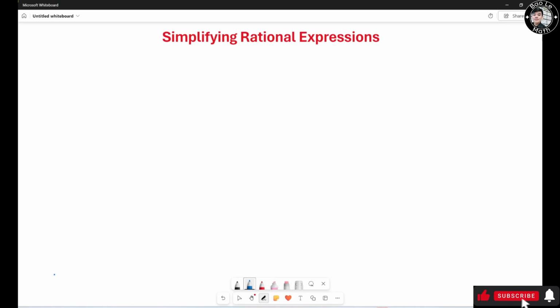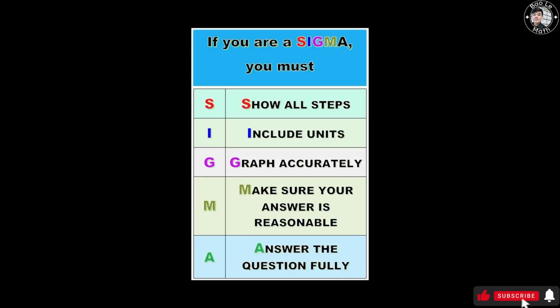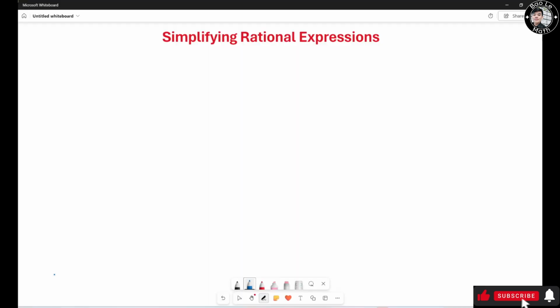Hello everyone, in this video we're going to learn how to simplify rational expressions. Simplifying rational expressions is the same thing as simplifying fractions. So for example, if you have 15 over 30.